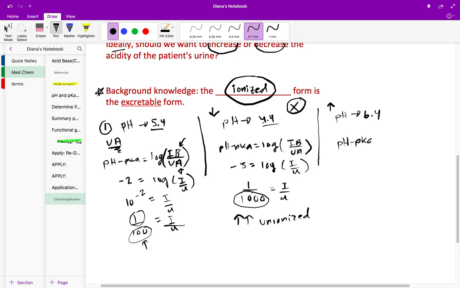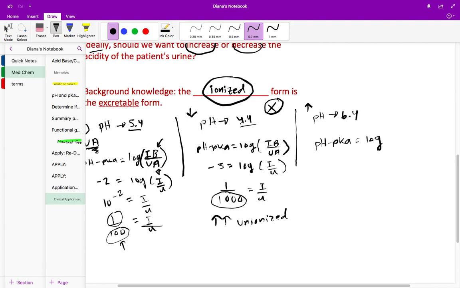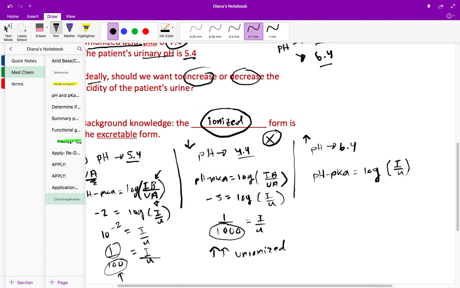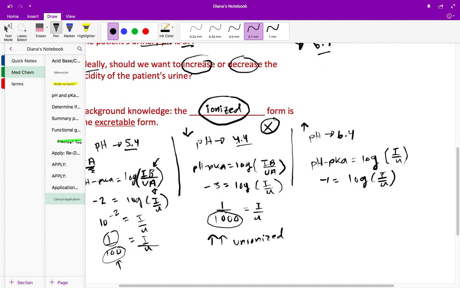pH minus pKa equals log of the ionized form over the unionized form. So I'll just put ionized over unionized. And so the pH in this case, we're changing to 6.4. The pKa is still 7.4, so 6.4 minus 7.4 is going to be negative 1, equals log of ionized over unionized. So we have 10 to the negative 1, which is the same thing as 1 over 10, ionized to unionized.